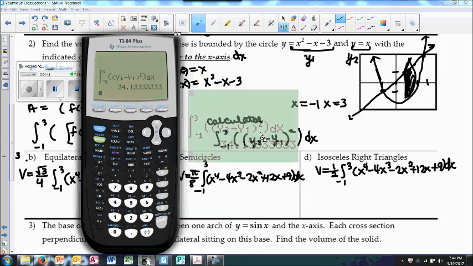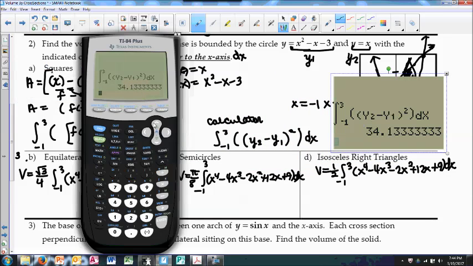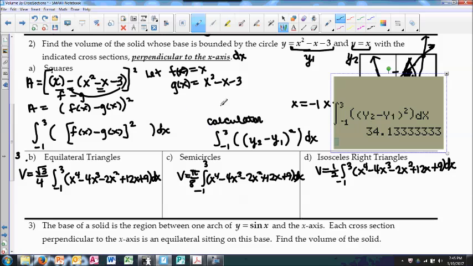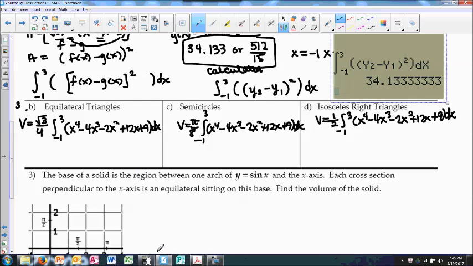So on my calculator, you would see the answer is 34.13 repeating, or 512 over 15. So 3 decimal places of precision, or the exact answer. So that means that my answer for each of the other problems can simply be that answer multiplied by the respective constant of proportionality.